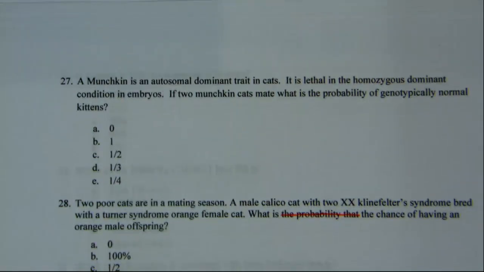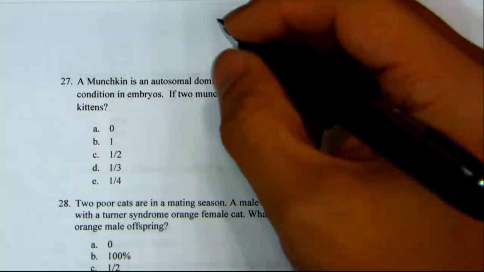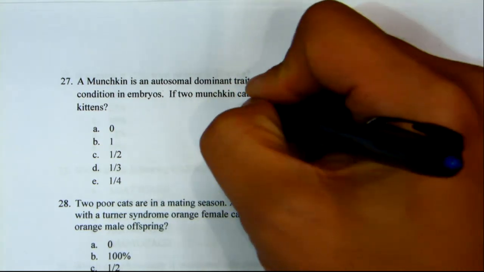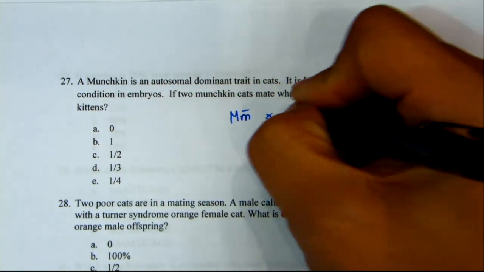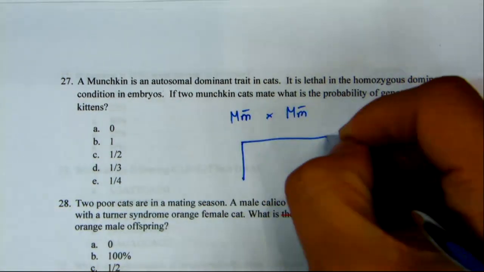Now I guess this is your favorite question. A munchkin cat is an autosomal dominant trait in cats that is lethal in the homozygous dominant condition in embryos. So if two munchkin cats mate, what is the probability of a genotypically normal kitten? So a munchkin cat is this, right? So mate with this. So what we have here, we can have a box like that.